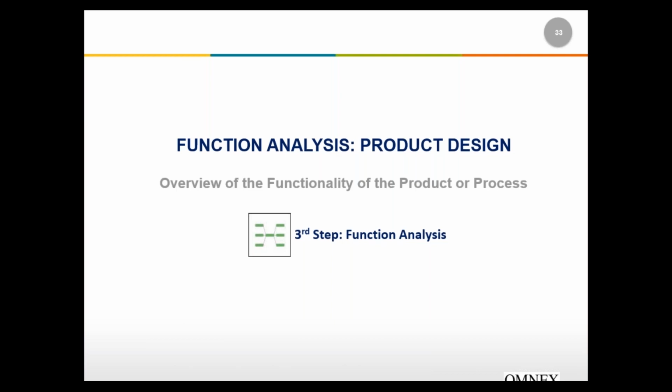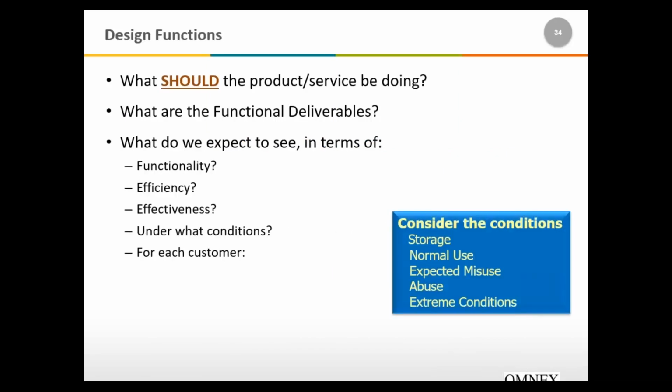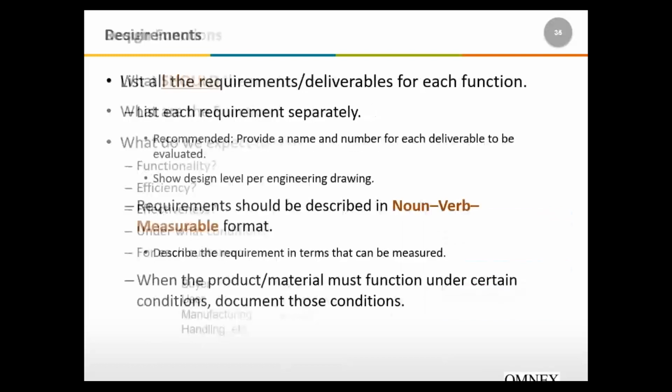Okay, once we've got the structure, that just gives us all the physical parts and how they go together. We now need to know, well, what is it supposed to do? The functional analysis: what are the functions and requirements for each of the levels themselves? This is the same thing as in the past. What should the product or service be doing? What are the functional deliverables, looking at the different requirements and under different conditions? All right, go ahead.